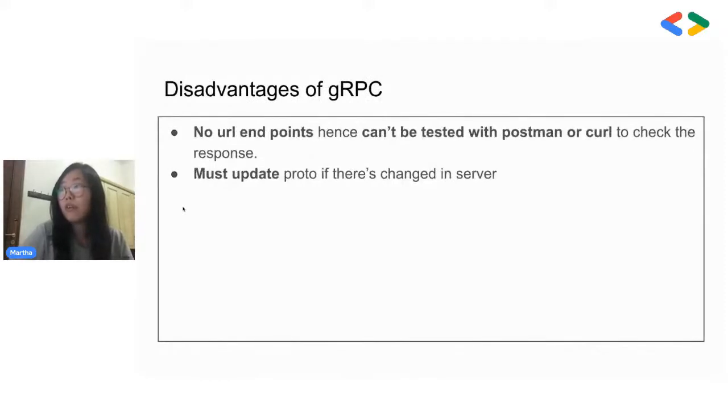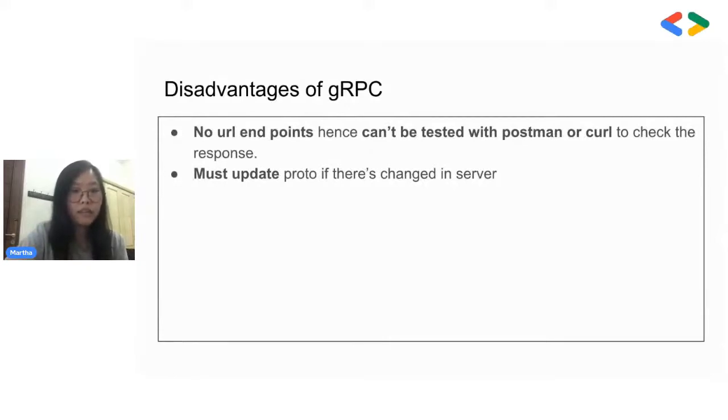Also, gRPC has several disadvantages. gRPC is different from REST API. In gRPC there are no endpoints, and it cannot be tested with Postman or cURL to check the response. We can imagine that with a REST API you have to have the endpoint, then the header for the authentication, and then maybe the body, right? In gRPC, you cannot just know about the endpoint or the request, but you have to have a proto file. So there is a contract between backend and client.